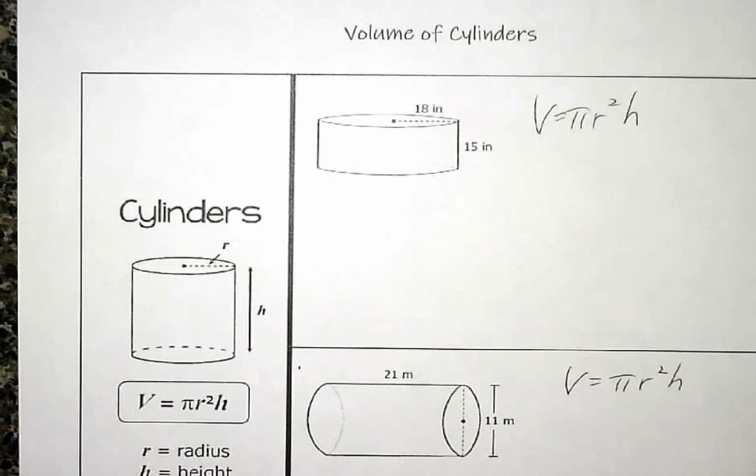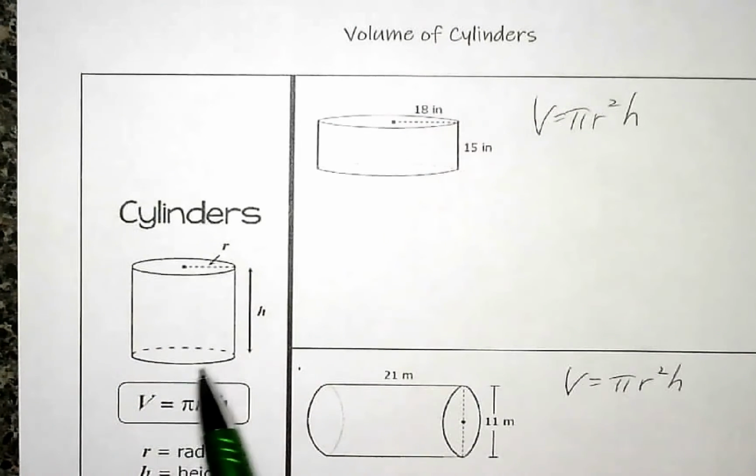Okay, the second part of volume in this lesson is dealing with cylinders. So you can imagine how much a cylinder is going to hold is called the volume of that. So the formula is volume is pi r squared h.